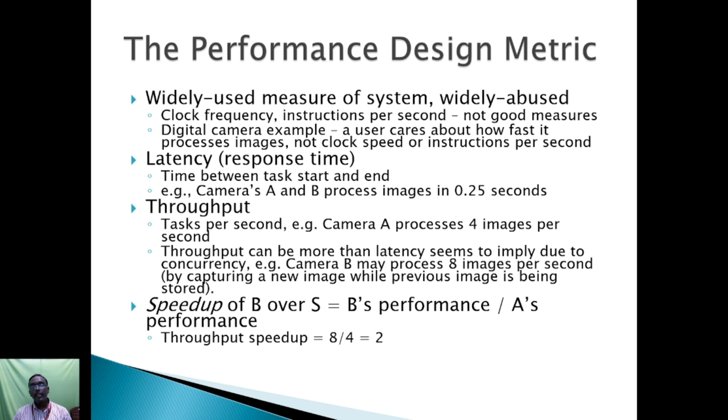Camera A is 4 images per second. Throughput can be more than latency implies due to concurrency. For example, camera B may process 8 images per second, by capturing a new image while the previous image is being stored. So the speedup of B over A is B performance divided by A performance, that is 8 divided by 4, that is a 2 throughput speedup.